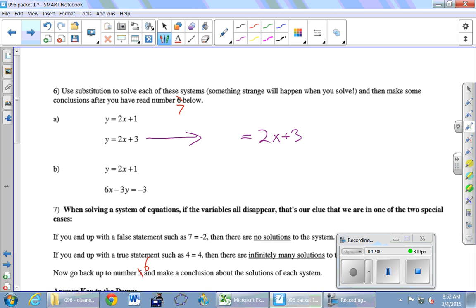Instead of this y right here, I'm going to put 2x plus 1. Everybody fair? Is everybody okay with that? Because y and 2x plus 1 are both exactly the same. So we can put a 2x plus 1 right there. Everybody see what we did?